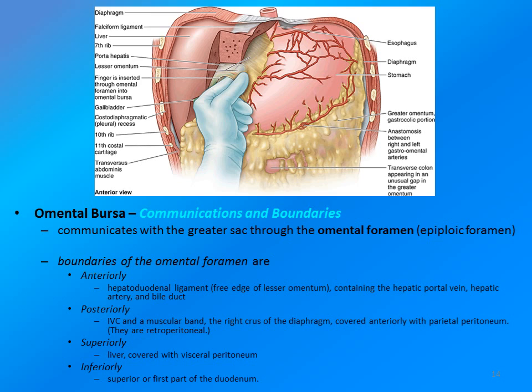Posteriorly, its border includes the inferior vena cava and a muscular band, or the right crus of the diaphragm. Superiorly, it is bordered by the liver and covered with visceral peritoneum, and inferiorly, its border is the superior or first part of the duodenum.